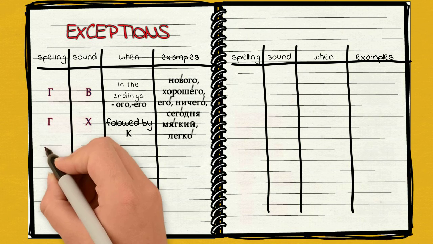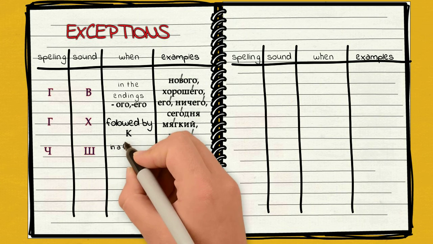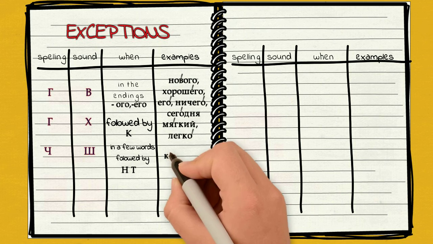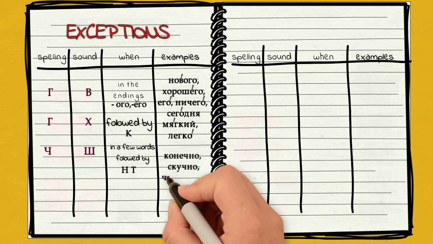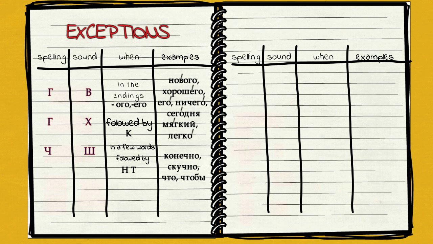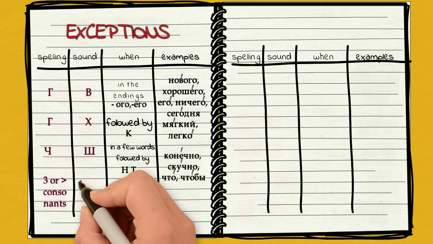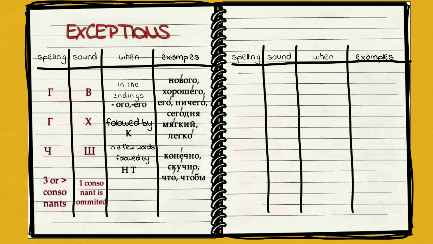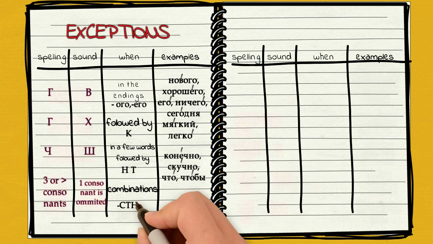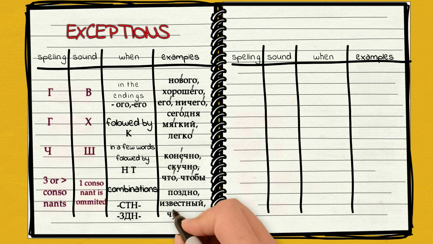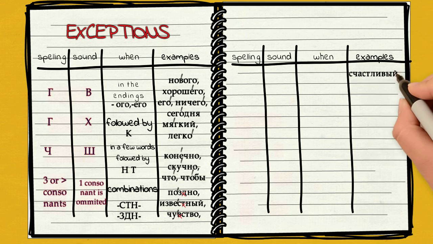Spelling Ch, sound Sh. In a few individual words when followed by N or T. Конечно, скучно, что, чтобы. Cluster of 3 or more consonants. One consonant is omitted. Almost always in the combination STN, ZDN, and in a few other cases. For example, поздно, известный, чувство, счастливый, здравствуй, солнце.